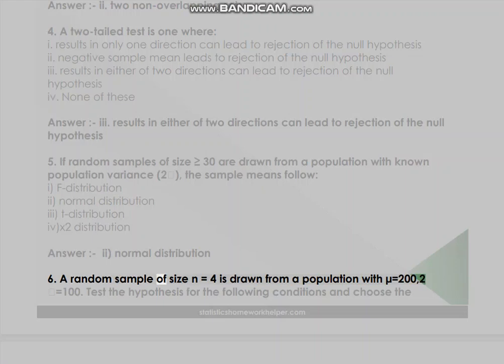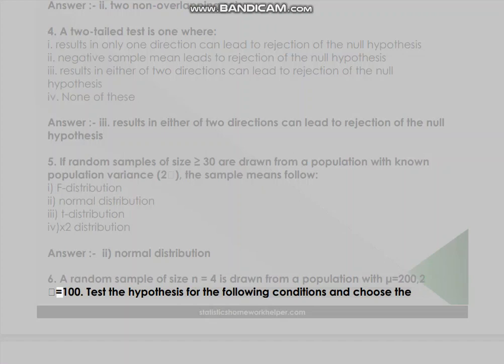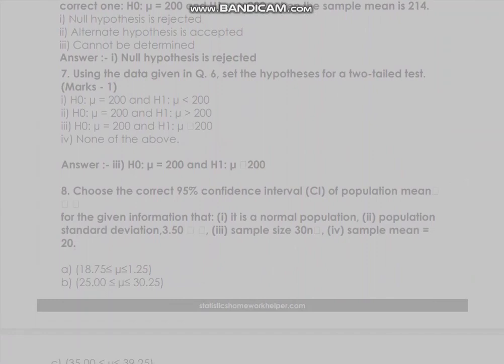6. A random sample of size n equals 4 is drawn from a population with μ equals 200, σ² equals 100. Test the hypothesis for the following conditions and choose the correct option. H0: μ equals 200 and H1: μ greater than 200 when the sample mean is 214. 1. Null hypothesis is rejected. 2. Alternate hypothesis is accepted. 3. Cannot be determined. Answer: 1. Null hypothesis is rejected.